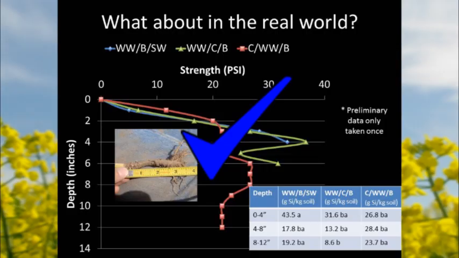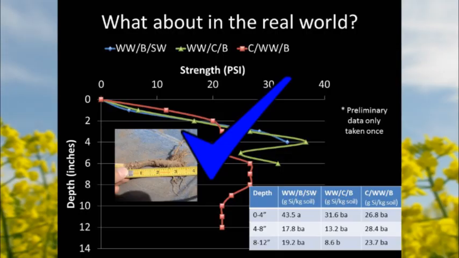And so I measured 3 different fields. The blue is the cereals rotation with winter wheat, barley, and spring wheat. The green is winter wheat with canola and barley, and then the red is canola, winter wheat, barley. So as you can see, the ones that didn't have canola that year were much stronger, had much higher strength, going down to about 4 inches. And even in the cereals rotation, I couldn't get the penetrometer to go past 4 inches.